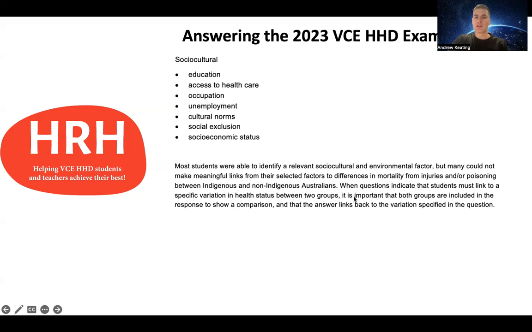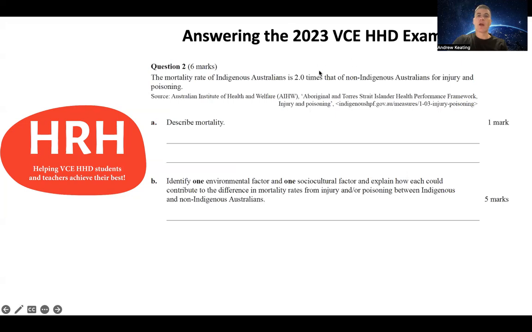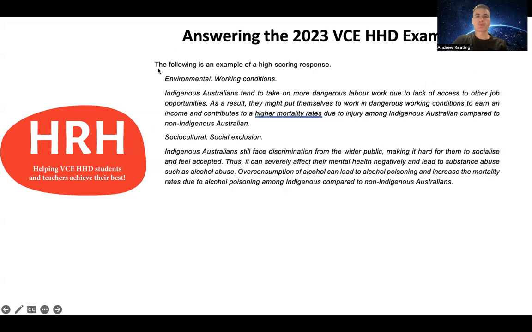And so it mentions here that if a question indicates students must link to a specific variation in health status between 2 groups, it's important that both groups are included in the response to show a comparison. Then the answer links back to the variation specified in the question. So if we go back to the information that was provided at the start of the question, you had to clearly link back here that Indigenous Australians were 2 times as likely as non-Indigenous Australians to have that mortality rate for injury and poisoning. So you need to make that clear as part of your answer. You can see they provided a high scoring response sample as part of the examiner's report.